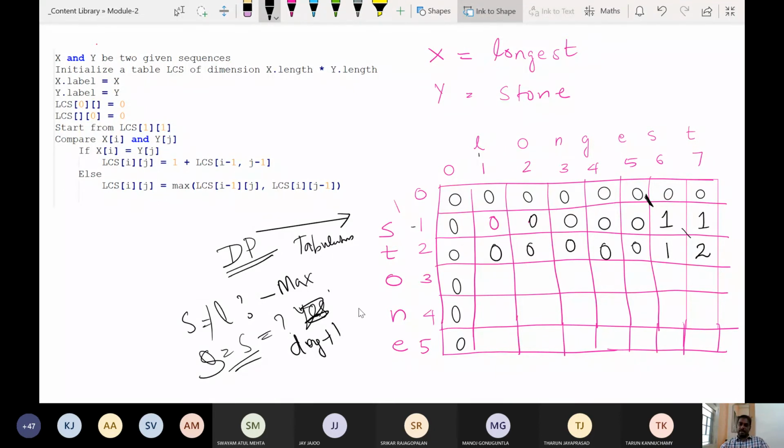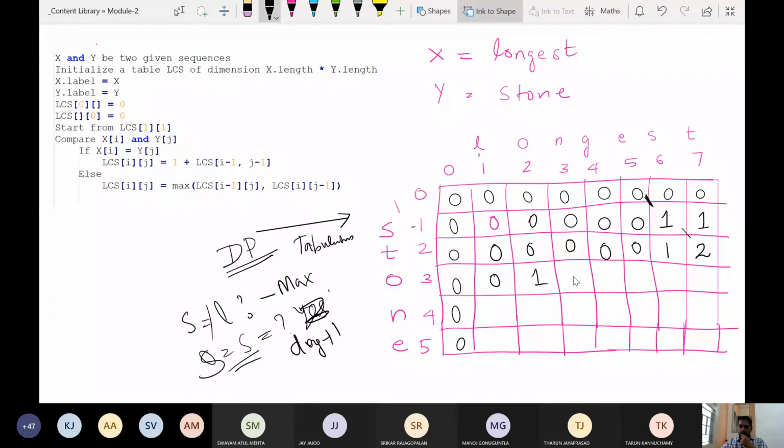Okay. Third row, O. O and L? 0. O and O? 1. Why? Because O and O are matching. O and O are matching means go to the diagonal position, add 1. 1. What about O and N? 1.